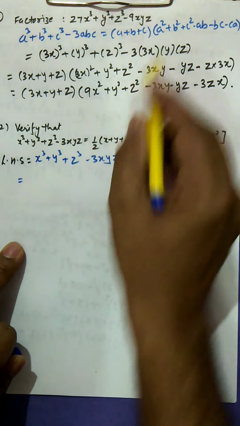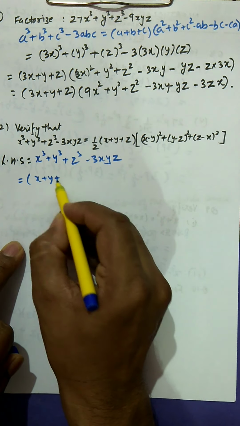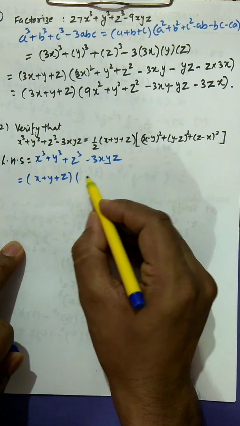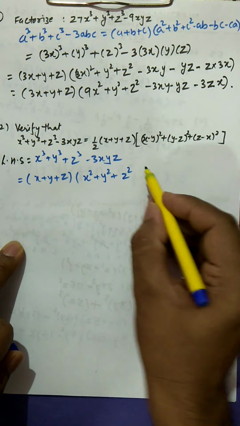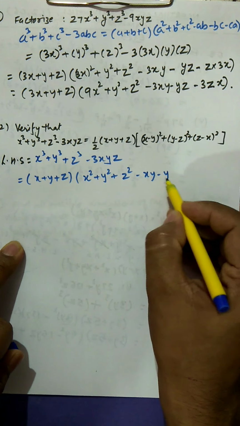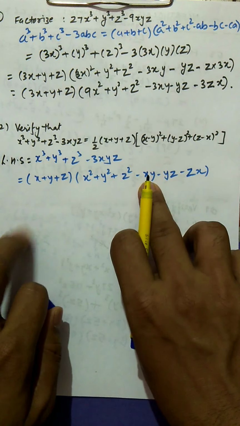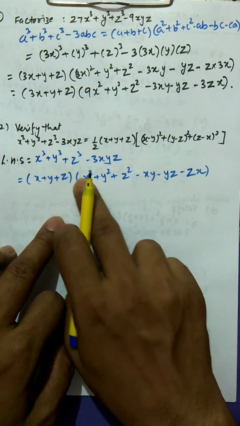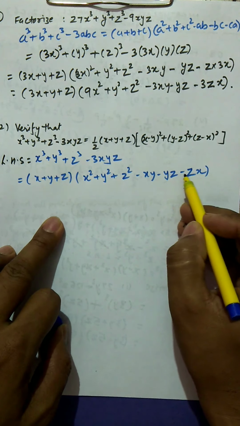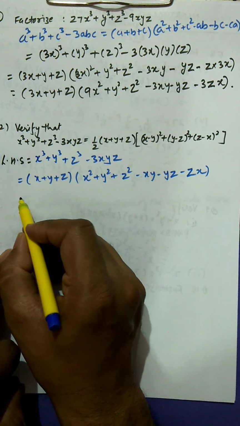Now according to this identity, it can be written as x plus y plus z, bracket, x square plus y square plus z square minus xy, minus yz and minus zx. But you can see this is not looking like the RHS. Something has to be done. So what I'm going to do, I'm going to multiply this second bracket by 2 and also divide by 2.